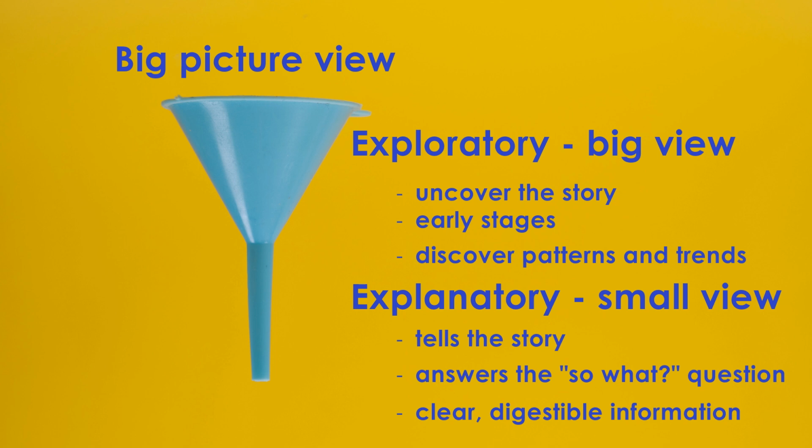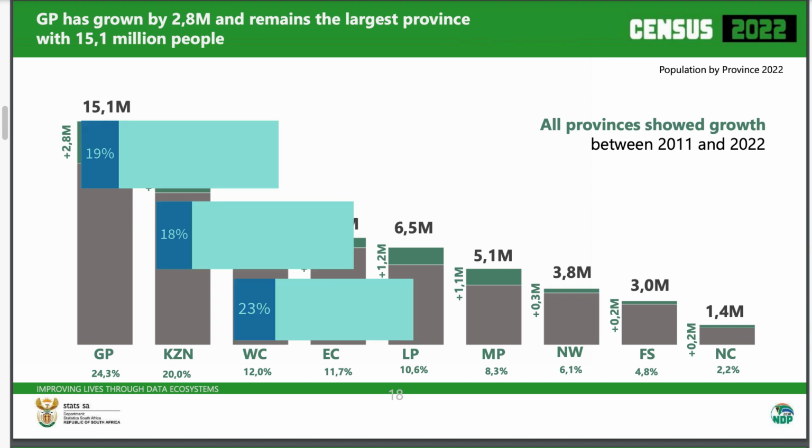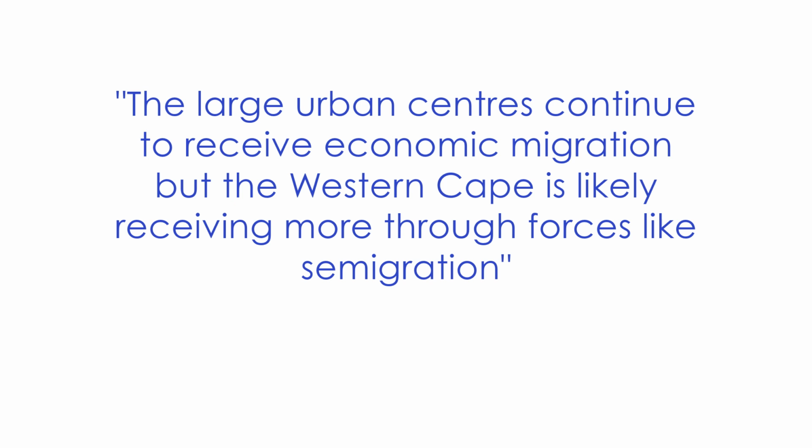Back to the data. We know South Africa's population, but where does everyone live? Well, 24% live in Gauteng, 20% in KZN, and 12% in the Western Cape. What's interesting is the growth rates in these provinces. Gauteng is 19%, KZN is 18%, and the Western Cape is 23%. What can we infer from this? Well, that the large urban centers continue to receive economic migration, but the Western Cape is receiving more through forces like semigration.